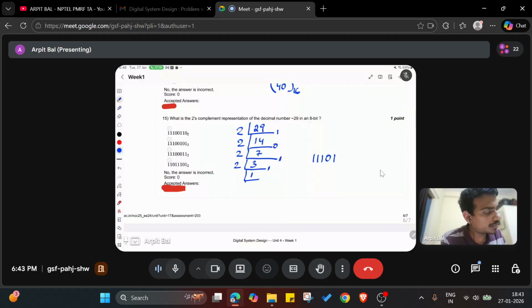And we need to represent it in 8 bits. So how many bits do I have? I have 4 bits plus 1, 5 bits. So I just append 3 more zeros, and now I need to convert it into minus 29. What I will do is take the ones complement, which is just inverting the bits, and the 2's complement is just adding 1. So I have 1 1 1 0 0 0 1 1.